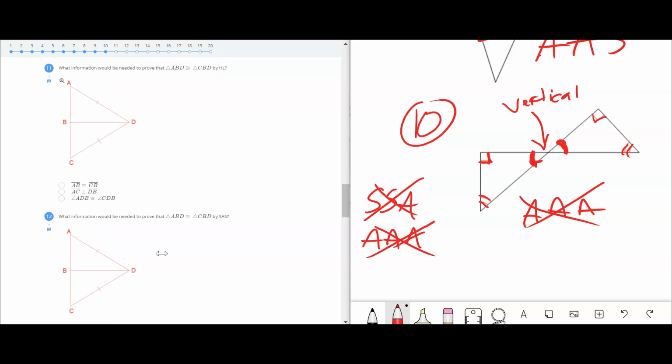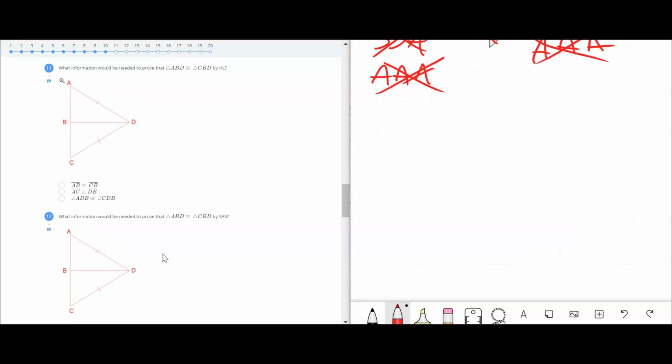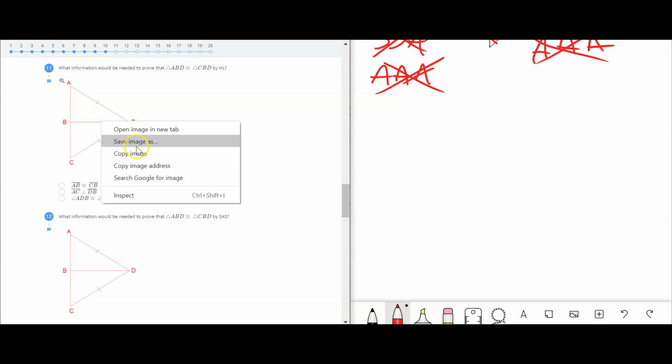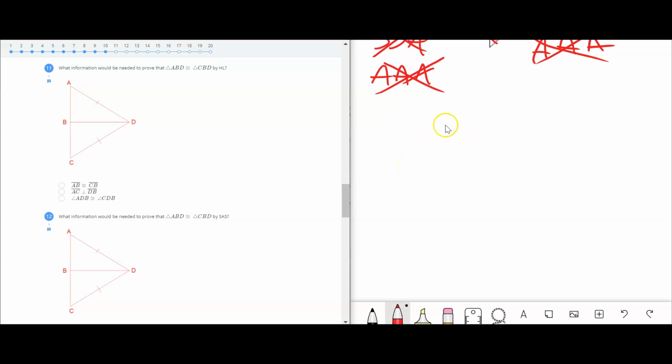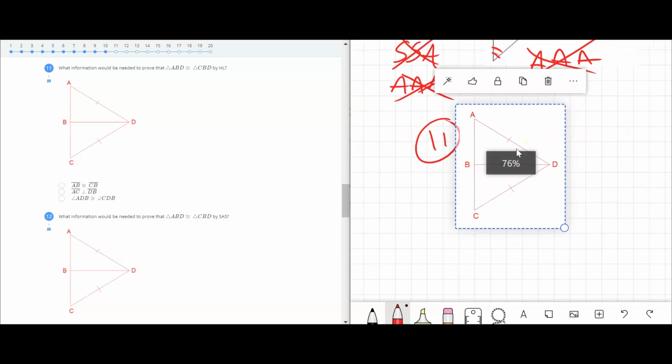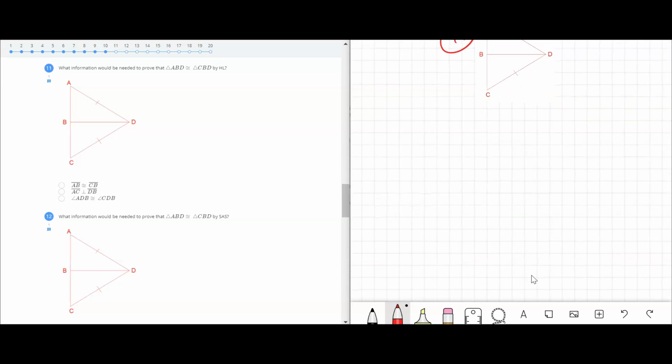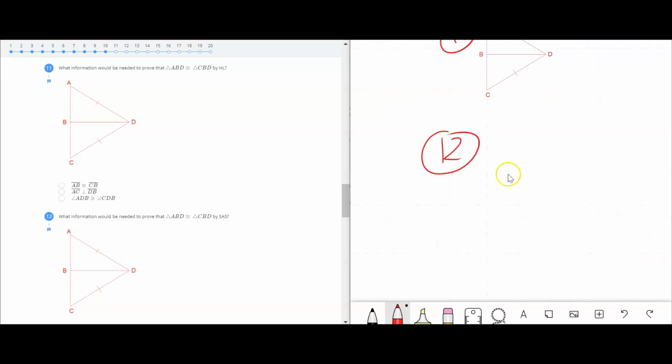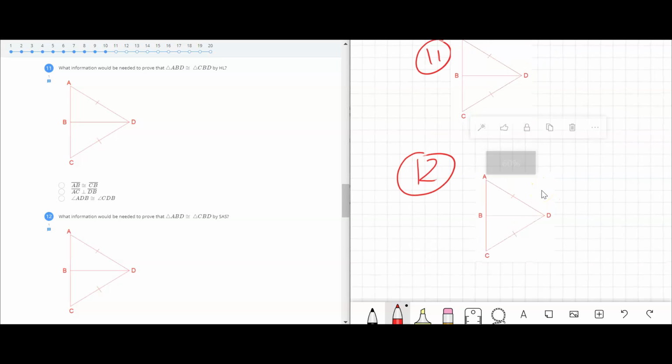All right, number 11. What information would be needed to prove that triangle ABD is congruent to CBD? Okay, so what's missing here to make it HL? Now, for this to be HL, remember, HL, and let me put number 11. And then we're going to use the same picture for number 12, so I'm just going to put that there already. So let's look at number 11, though.